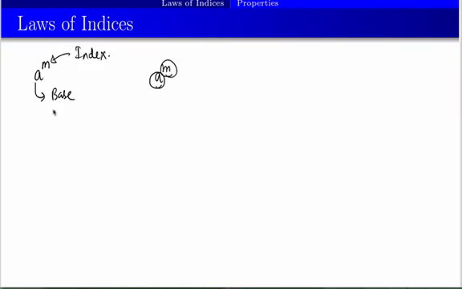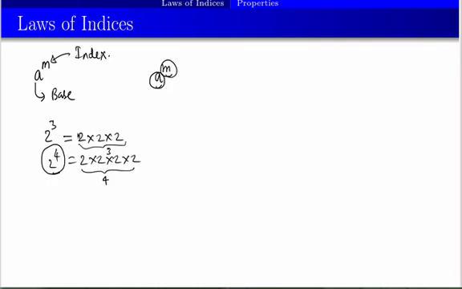As of now, we'll keep them integral. For example, 2 cube, the motivation comes from here. 2 cube is nothing but 2 into 2 into 2. Then 2 raised to 4 is 2 into 2 into 2 into 2. There are 4 2's multiplied, which is nothing but 2 raised to 4. There are 3 2's multiplied, hence it is 2 raised to 3.